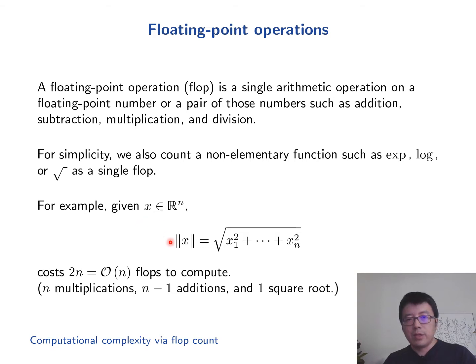Let's use the Euclidean norm of an n-dimensional vector as an example. To calculate it, we have to do n self-multiplications of the entries, and then do n-1 additions among the entries, and then take the square root. So altogether, it costs about 2n flops to compute, and we use big O notation to hide the constant and to describe how the flops grow with respect to the input size.